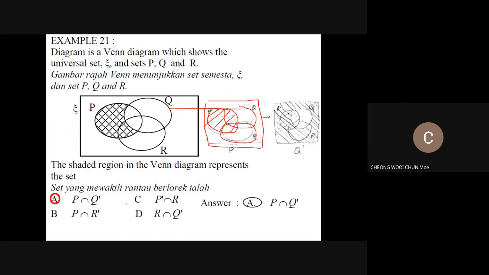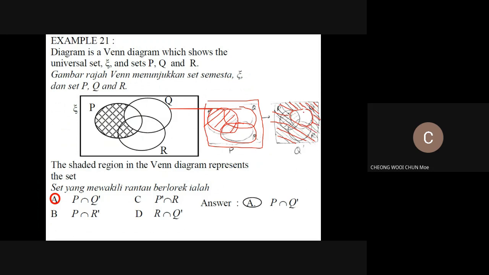Okay, complement of Q. Q is here, so complement of Q is here. This one is another method, but I think that one is more confusing to you, so I use this method.